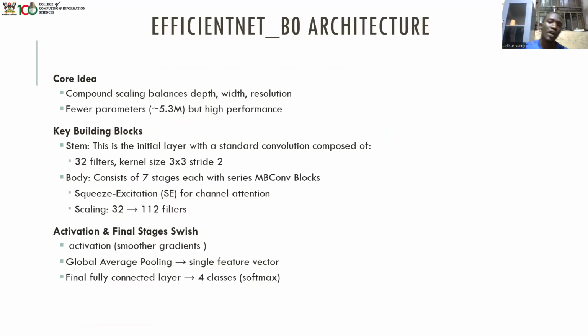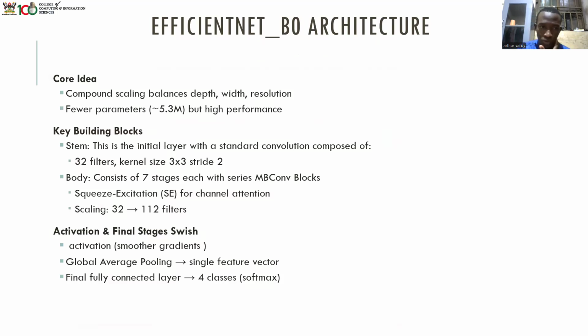Then you shall go to the architecture of EfficientNet. In EfficientNet, we are focusing specifically on B0, and this is the initial one. It has a good performance. It is composed of roughly 5.3 M parameters. So EfficientNet basically uses compound scaling. Compound scaling helps in balancing the depth, the width, and the resolution of the image.